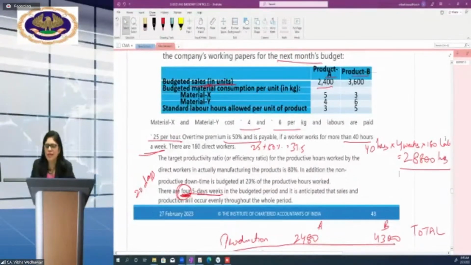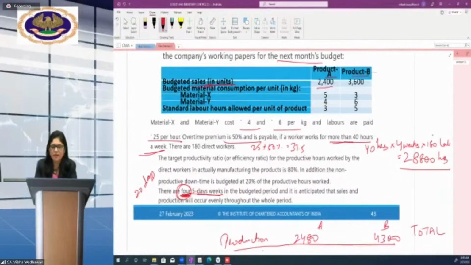So 28,800 hours are for the total workers, basically the total hours of the workers. This must be the normal hours. If the actual hours come to be more than 28,800 hours, then only overtime is going to be paid. So let's see how the question basically takes the picture.